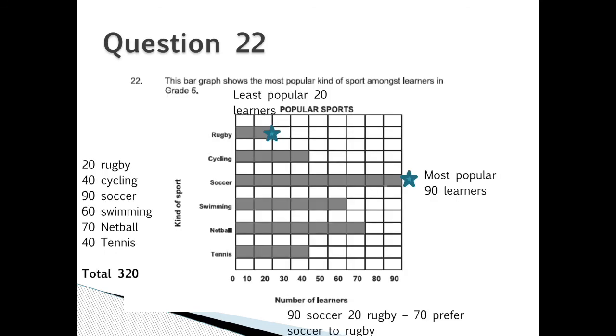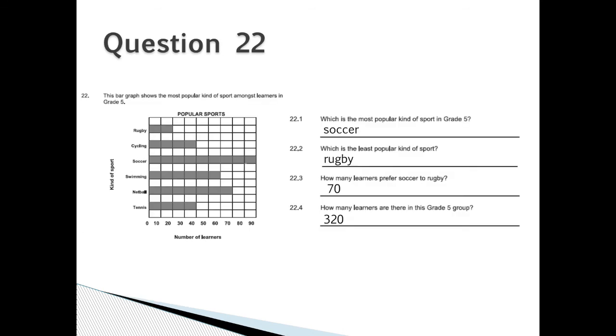We can see that the most popular sport is soccer and the least popular sport is rugby. And the total number of learners is 320 if we add all of them together. And if you look at how many like soccer, which is 90, and how many like rugby, which is 20, we can see that 70 prefers soccer to rugby. So 22.1 is soccer, 22.2 is rugby, 22.3 is 70, and 22.4 is 320.